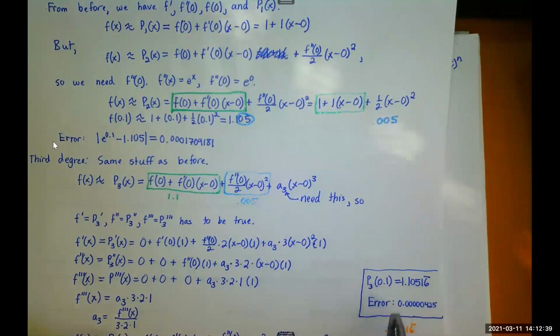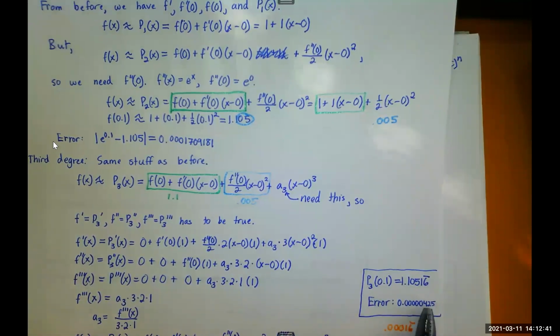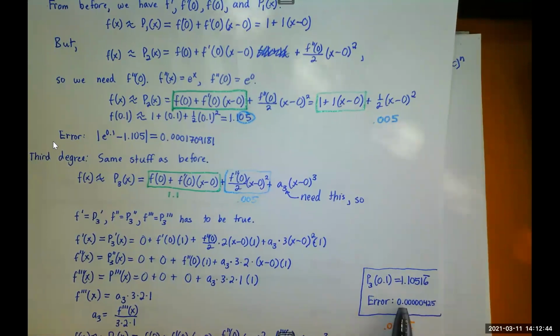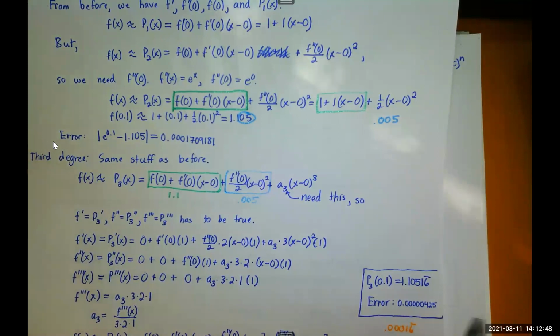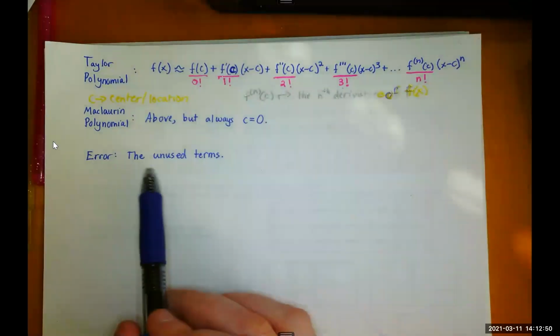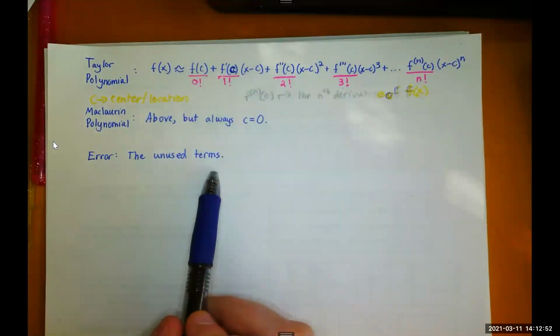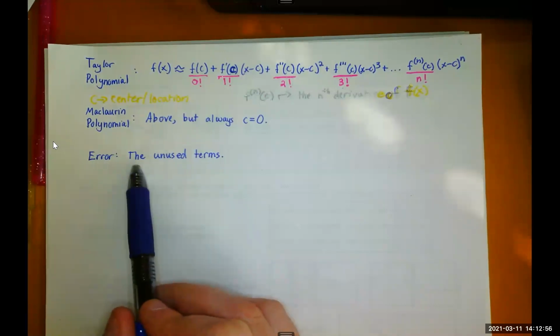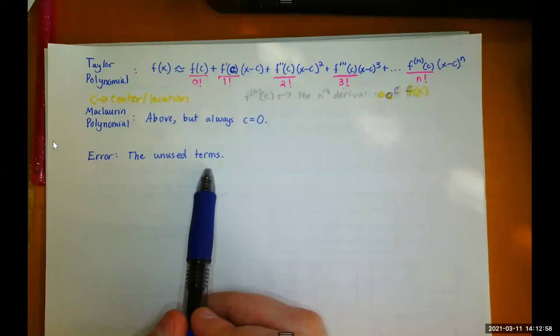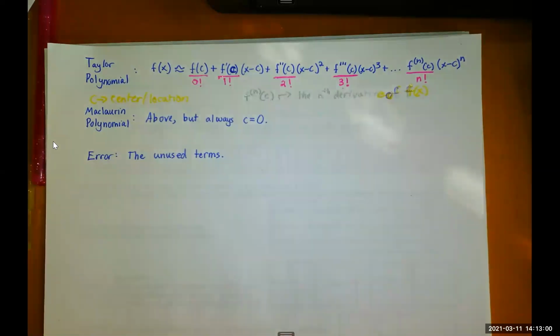The error, what we're off by, this value right here, 0.0000425, I think I said enough zeros. That's all of the terms we didn't calculate, all those terms that were unused. So if we were to add up the fourth term through the infinite term, that would represent the approximation part we are missing.